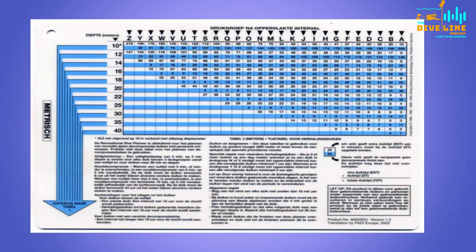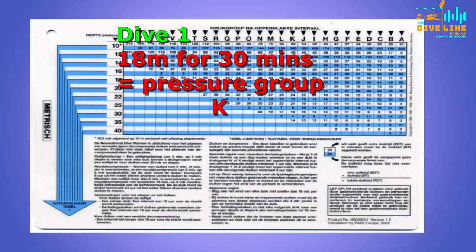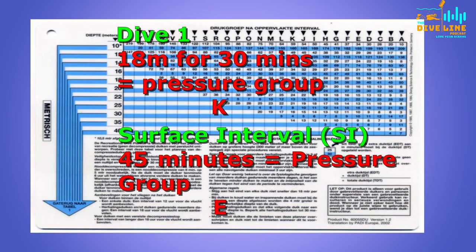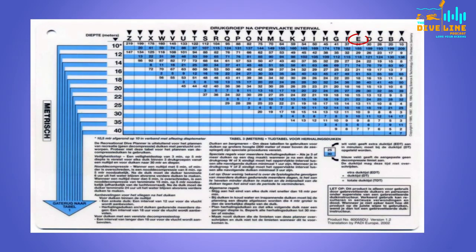So let's look at that a little bit closer. We finished our first dive on pressure group K, and after a surface interval of 45 minutes, we ended up with pressure group E. So this is where we start our next dive, at pressure group E. Now if we look down the left-hand side, and let's say we did exactly the same dive again, we need to go to 18 metres. So if we look there, we can see 18 metres, and read along that 18 metre line from left to right until you get to E, and you'll see 2 boxes. One is a white box and one is a blue box.